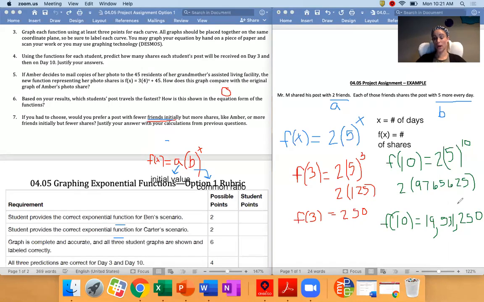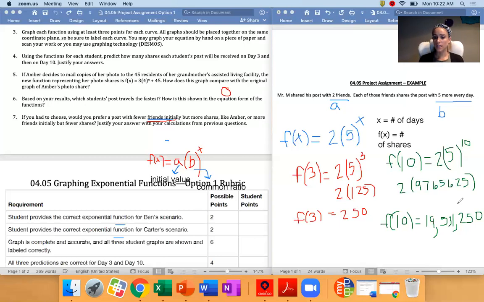That grew exponentially. That was an insane jump from 3 days at 250 shares all the way to 10 days, we're over 19 million. That is exactly why whenever things are shared exponentially, whether it be computer viruses, interest rates, social media posts, they can either grow or decay very, very quickly.